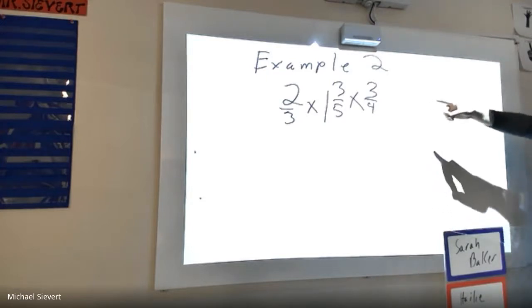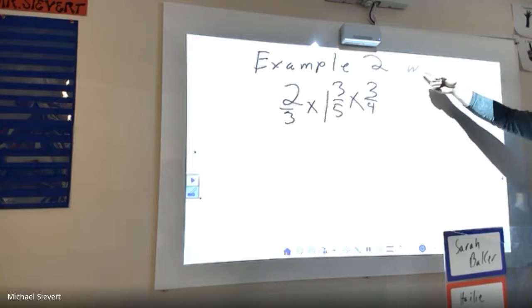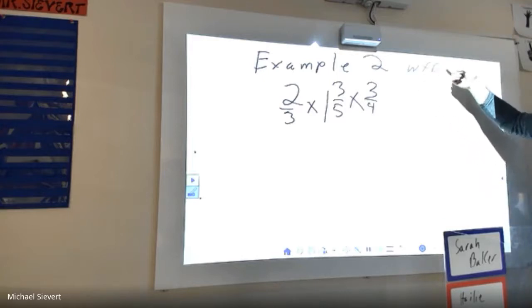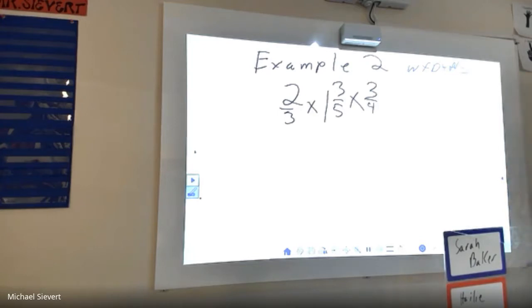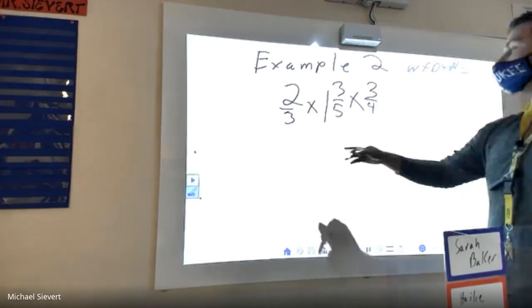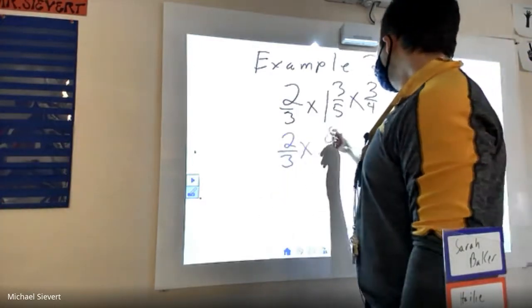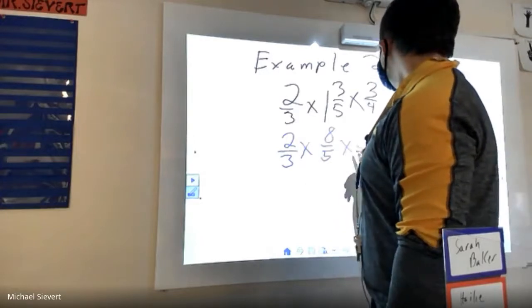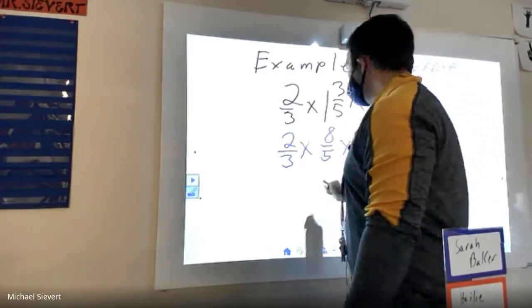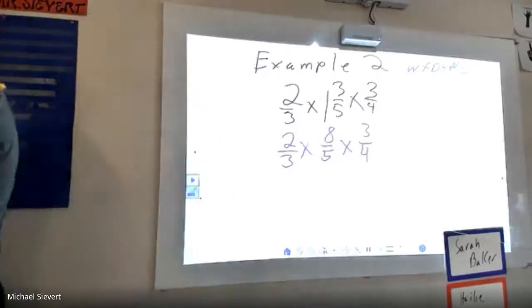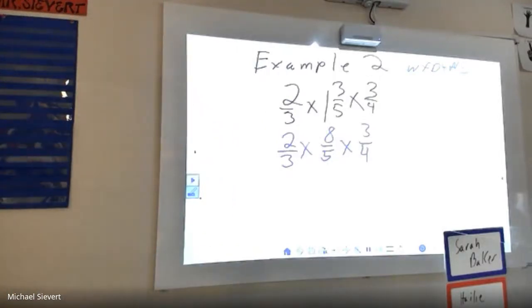All right, she already explained it. So you're going to have to take the whole times the denominator plus the numerator equals, so what would 1 3/5 be? London? 8/5. Correct. So I'm going to rewrite this whole equation. 2/3 times 8/5 times 3/4. All right. So that's our new problem. Everything's set up. We can now multiply.